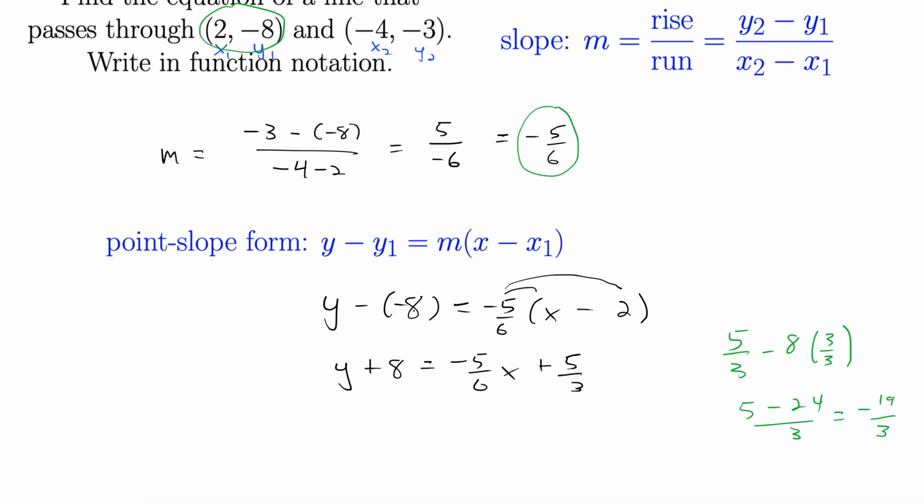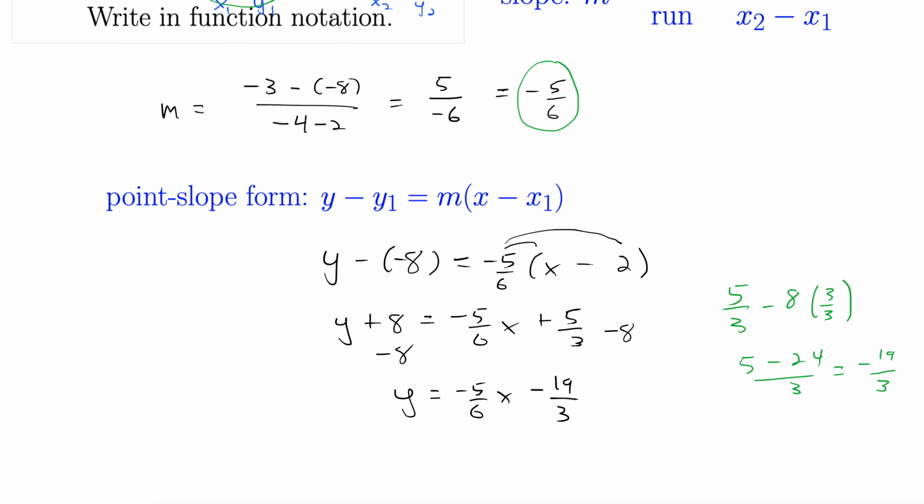Okay, so then back to our original problem here, we subtract 8 from both sides. So y must be -5/6 x minus 19/3. The last thing we do is put this into function notation, because we want it in function notation. No problem. That just means swap out the y with an f of x. Okay, so final answer: f of x is -5/6 x minus 19/3. There we go.